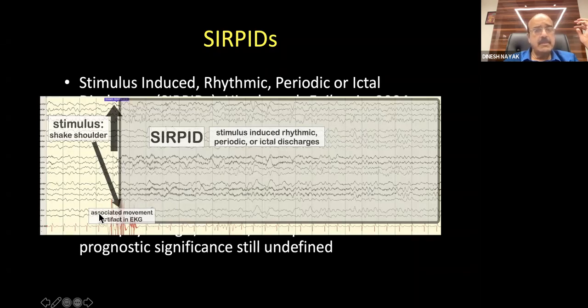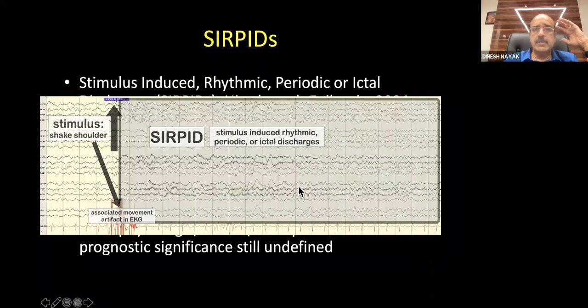Suddenly, here there's a stimulus artifact because they are trying to stimulate, some intervention is being done at this point, and all of a sudden there is a change in the EEG activity like this. Whether it is generated inside the brain or outside, we are still not very sure. It looks as if it's an ictal discharge, but actually it is not. So that is what is called a SIRPID.